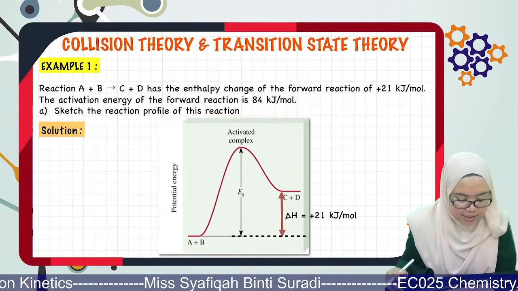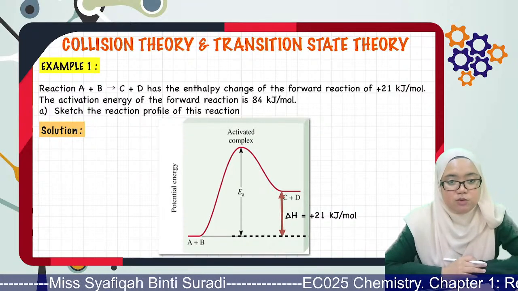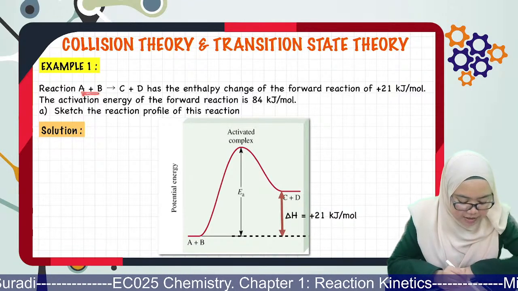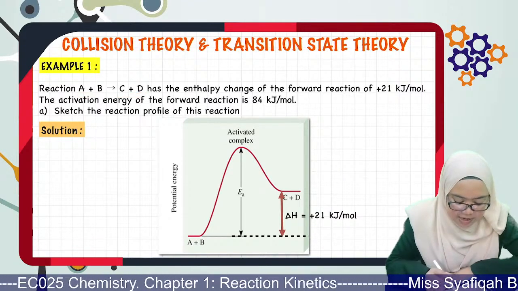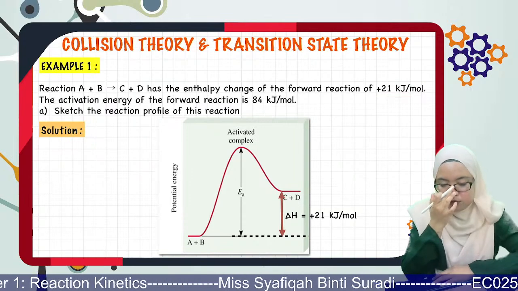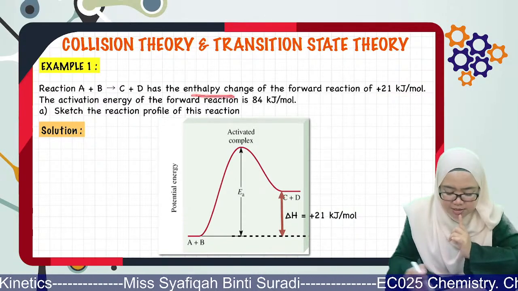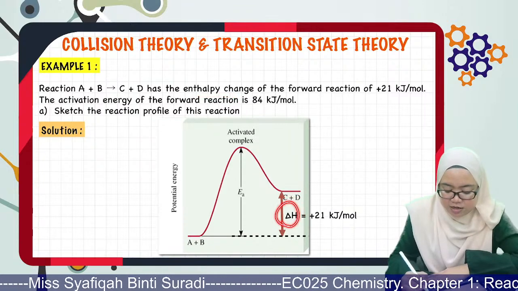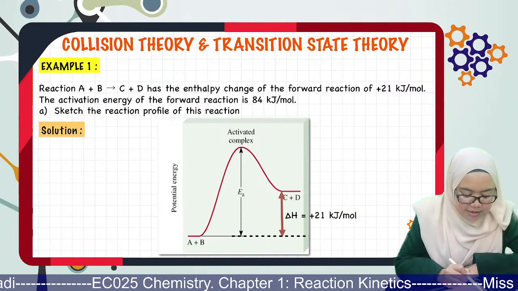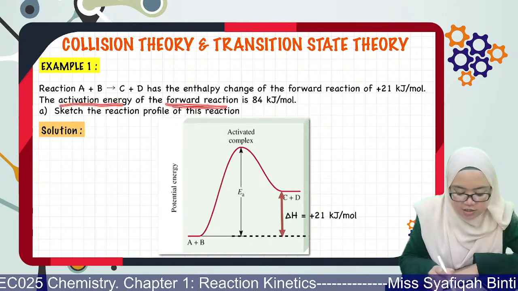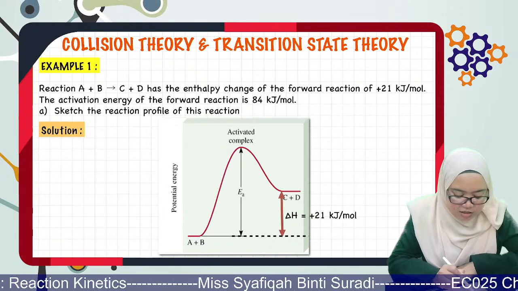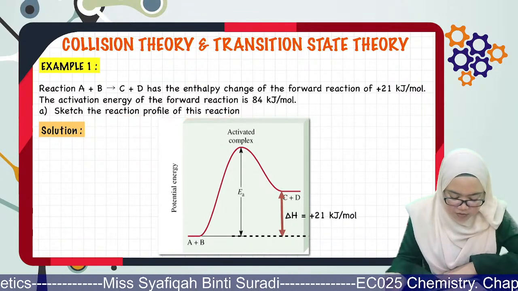So now kita nak tengok kat sini contoh soalan example untuk collision theory dan juga transition state theory. So dia kata kat sini reaction A plus B akan form C plus D has the enthalpy change of the forward reaction of 21 kJ per mole. So kat sini enthalpy change ni means delta H. So delta H dia adalah 21 kJ per mole. Okay. And then dia bagi tahu kat sini the activation energy of the forward reaction is 84 kJ per mole. So the first question asks you to sketch the reaction profile of this reaction.